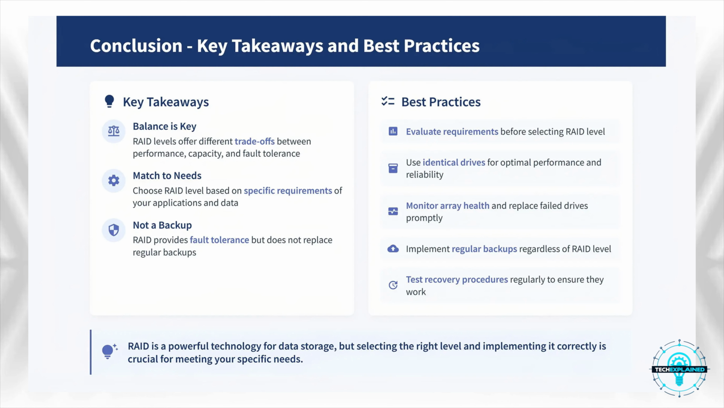Best practices for implementing RAID include: choose the RAID level that best matches your requirements, use identical drives in your RAID array for optimal performance, monitor your array's health regularly and replace failed drives promptly, maintain a comprehensive backup strategy in addition to RAID. RAID can seem complex at first, but understanding the basic principles and the characteristics of each RAID level will help you make informed decisions about your storage infrastructure. The right RAID implementation can provide significant benefits in terms of performance, data protection, or both, depending on your needs.